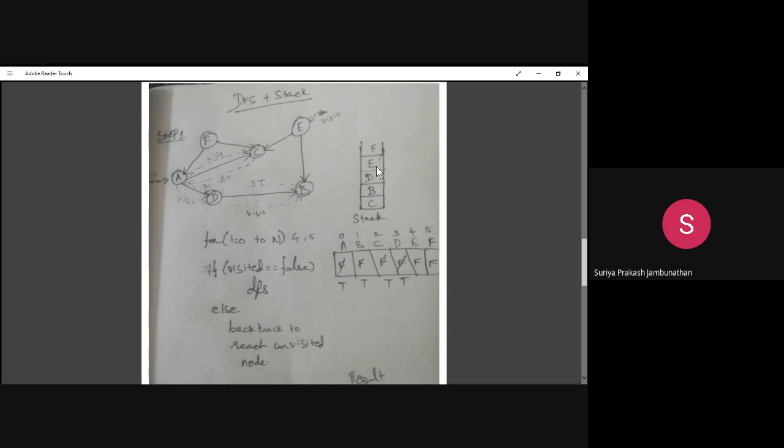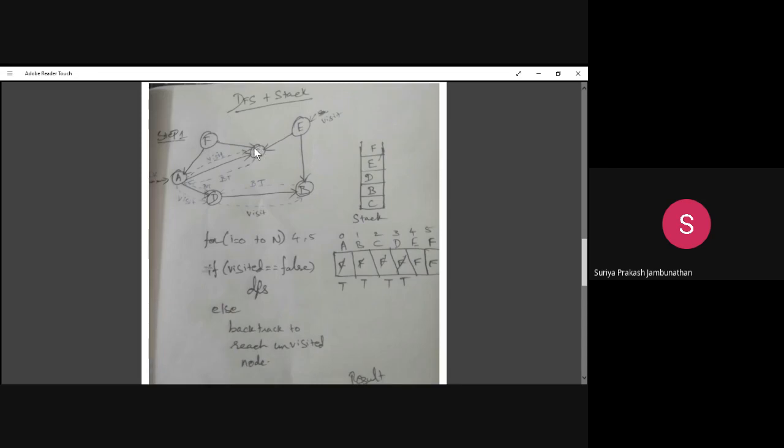Now what do we have to do? We have to increase our iterations. So i equal to 0, 0 is visited. Then i equal to 1, 1 is visited. i equal to 2, 2 is also visited. i equal to 3, 3 is also visited. So A, B, C, D, all these 4 nodes are visited.